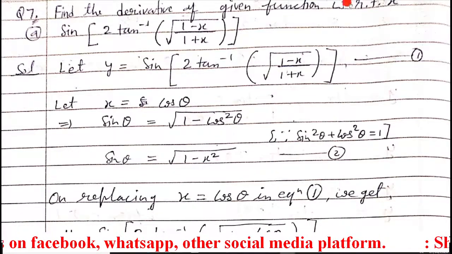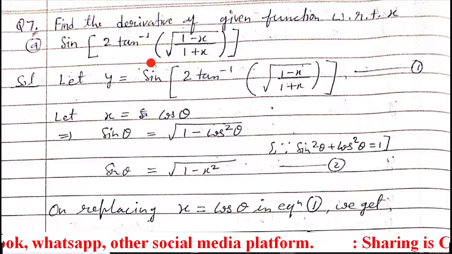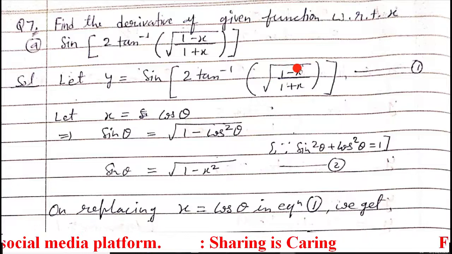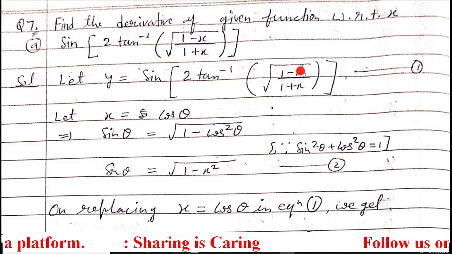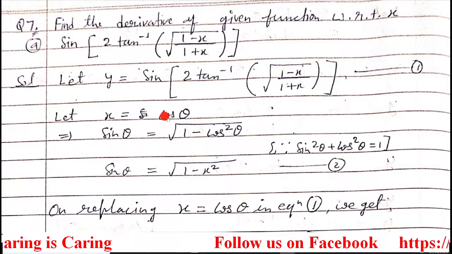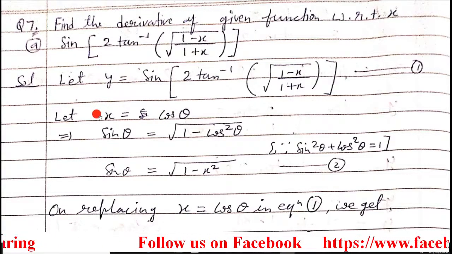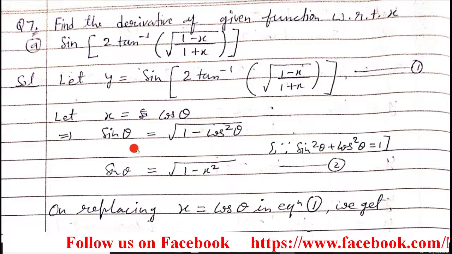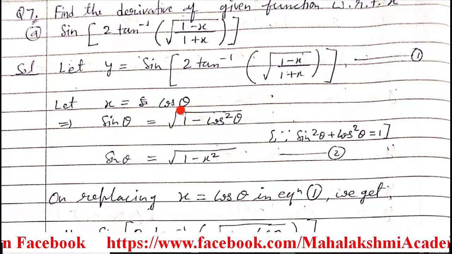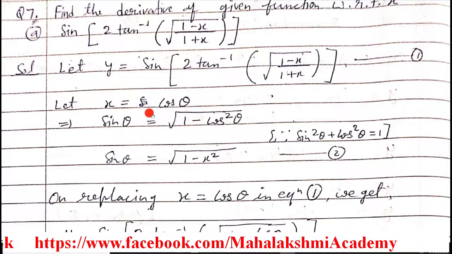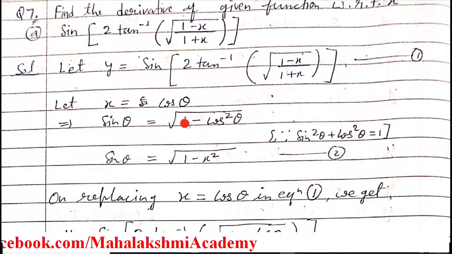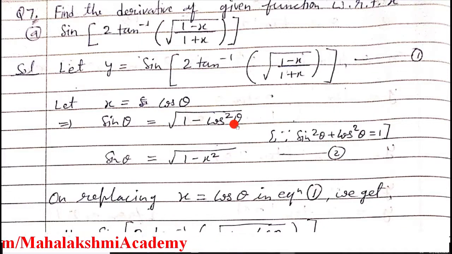Find the derivative of the given function with respect to x. So we assume this as the first equation. Here instead of x, just assume cos theta. Now in this question, don't replace this cos here to bring cos inverse x. From here just find out sin theta, because in future we need the sin theta value. So if x is cos theta, then what is going to be sin theta? From this identity, sin theta is root of 1 minus cos square theta.